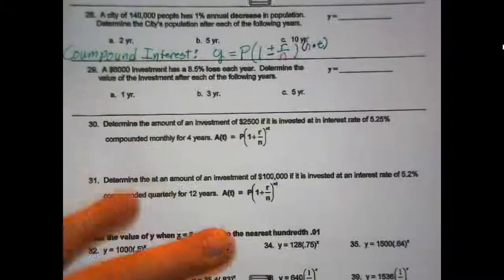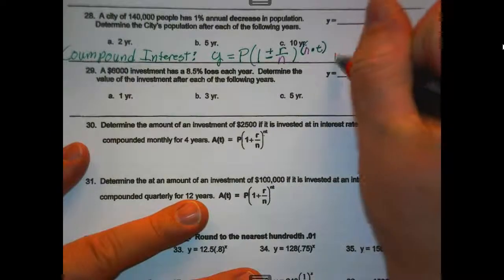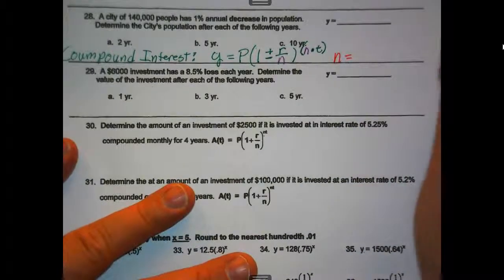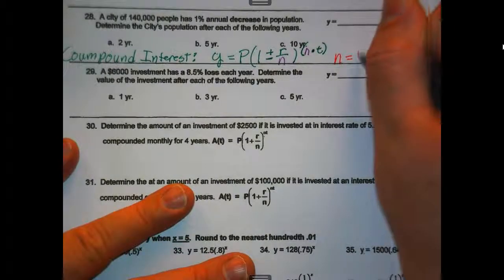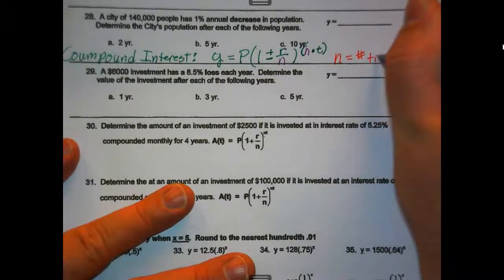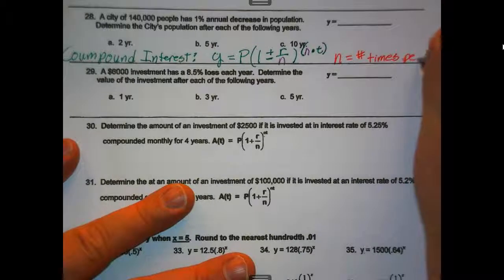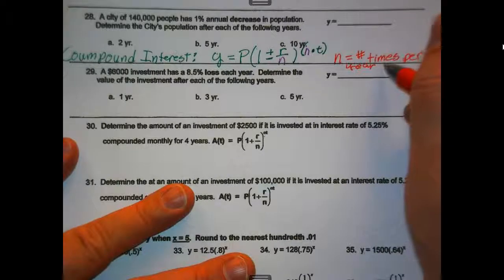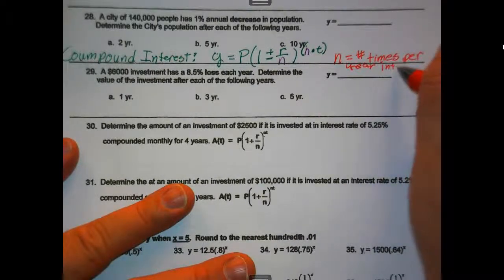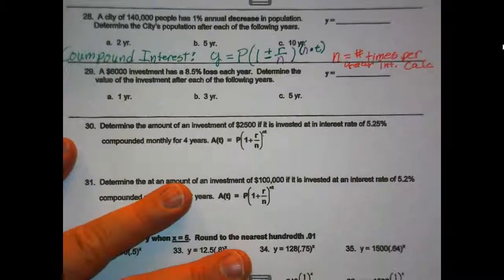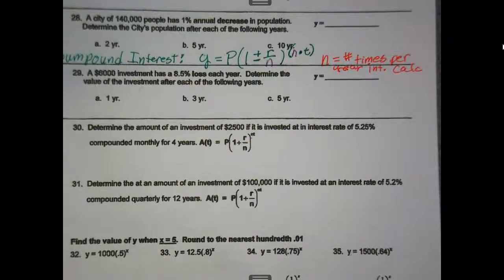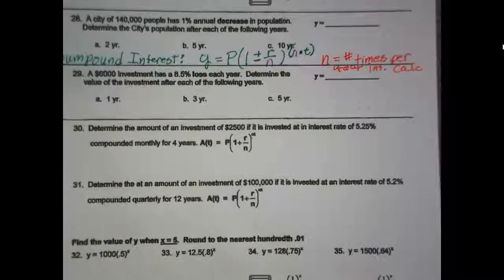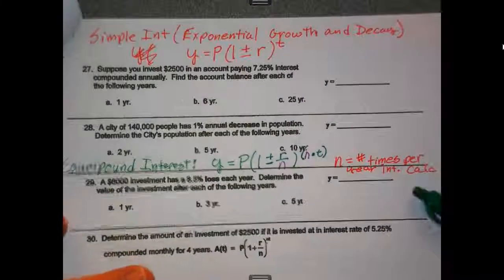Okay. And that N represented how many times per year the interest was calculated. For instance, if it was compounded monthly, my N was 12. Compounded annually, 1. Quarterly, 4. Okay. So we were using those two formulas to do all these problems.